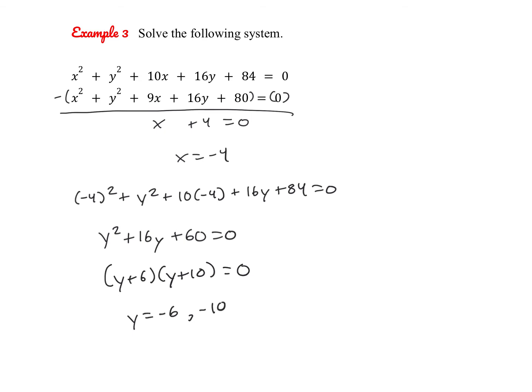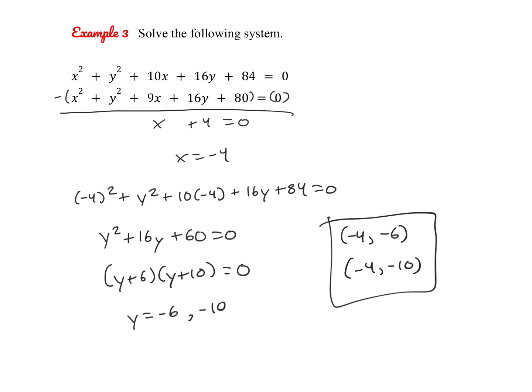So we actually have 2 points of intersection, -4, -6, and -4, -10. So what's happening here is we just have two circles, again something like this, and then something like this, that happen to be intersecting along the same vertical axis, which is why the x values are the same.